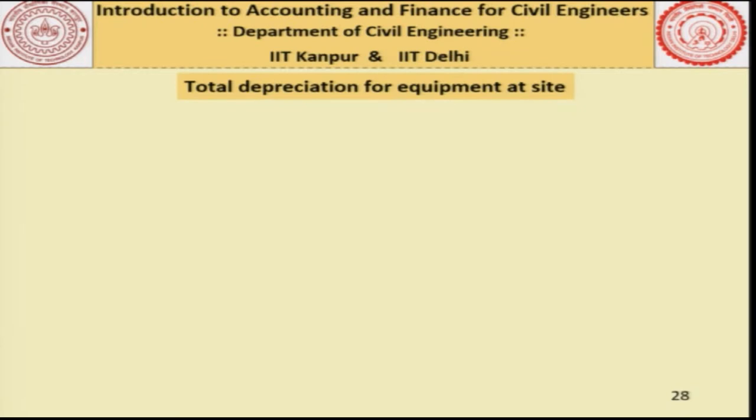Now, as far as the total equipment depreciation at a particular site is concerned, a construction site does not necessarily use just one equipment, it could use several equipment, and then what we have to determine is what is the kind of equipment cost that should be charged as far as that site is concerned. So, what we should be paying at least from that particular project is the total depreciation that happens for all the equipment at that site.